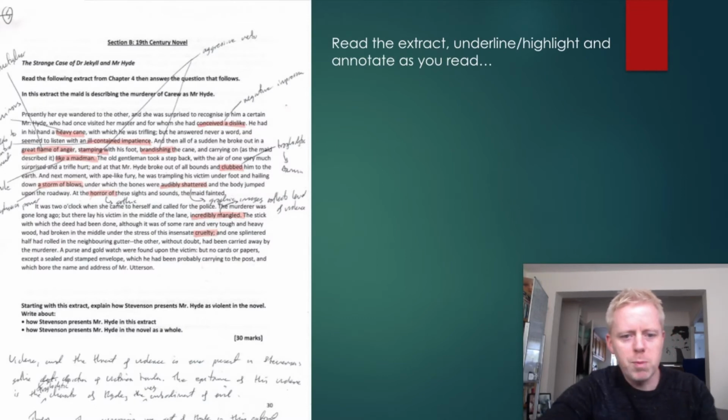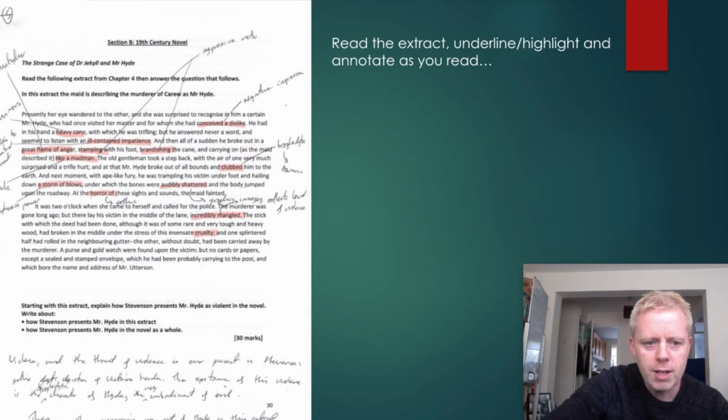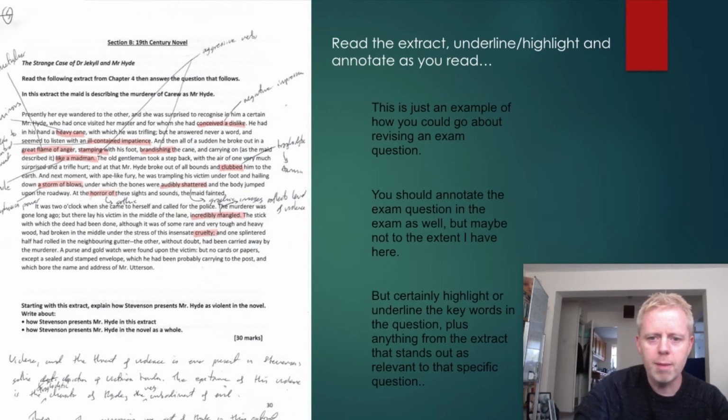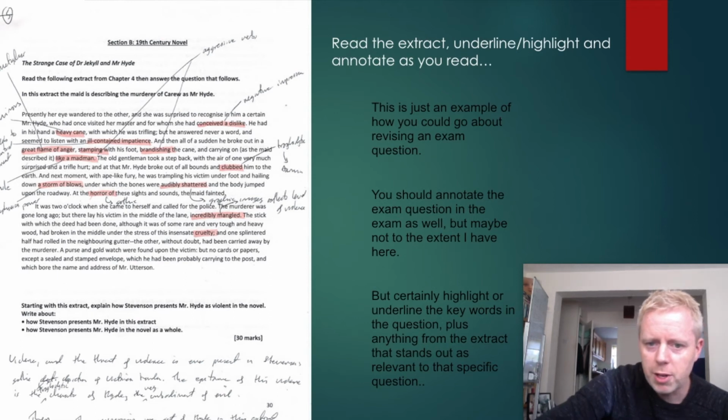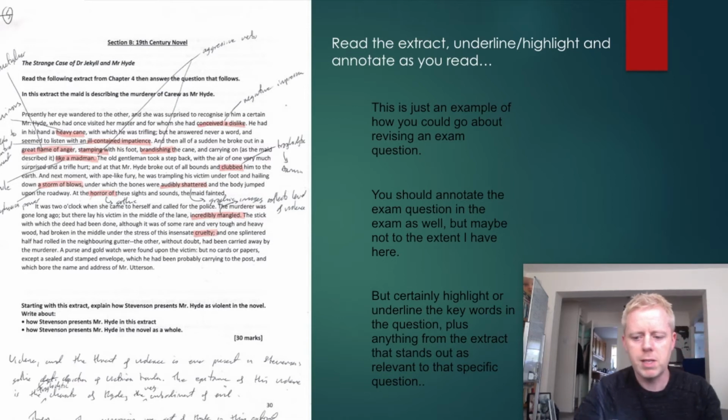So, excuse my scrawl, but I just sat there for a couple of minutes with this extract, and I highlighted some key points and annotated it. So you can see that. If you zoom in, you might be able to read it. Good luck with that. But these are the kind of things that you need to do. In the exam, do this. This is just an example of how you go about revising this exam question. You should annotate the exam question in the exam as well, but maybe not to the extent I have done here. But certainly highlight or underline the keywords in the question, plus anything from the extract that stands out as relevant to that specific question.